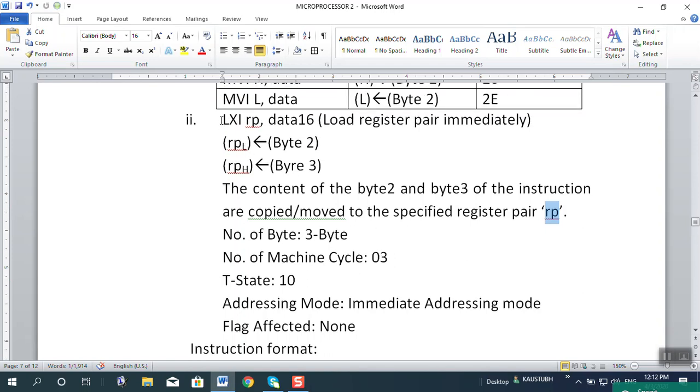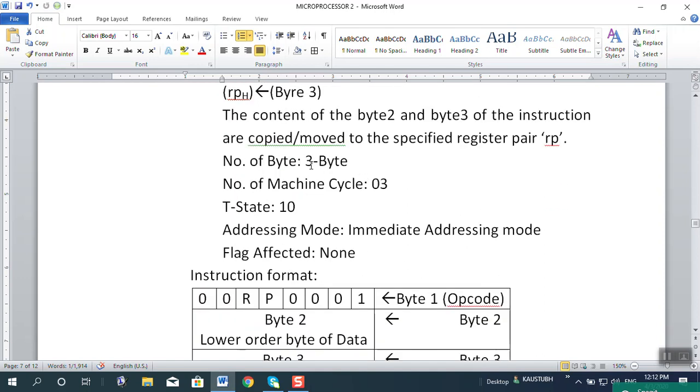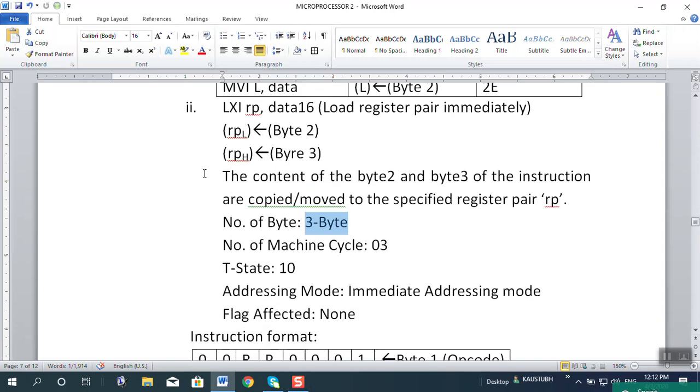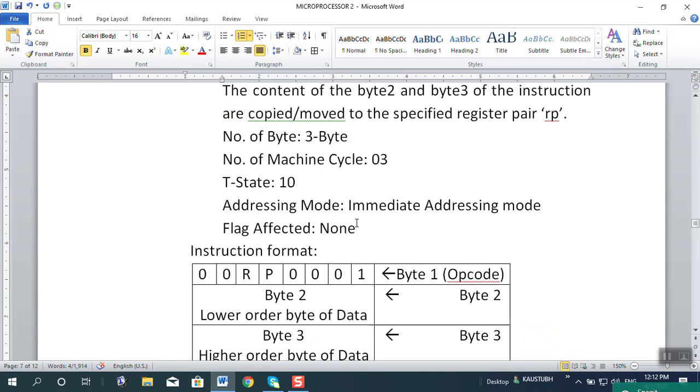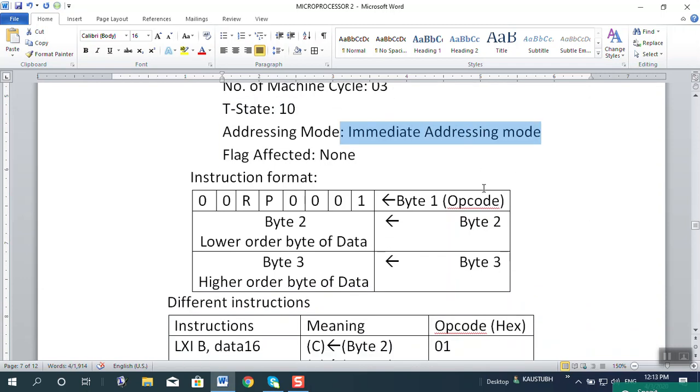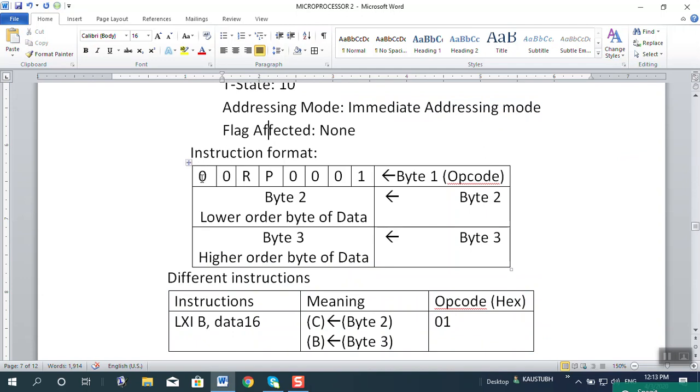Of course it is a 3-byte instruction. The first byte is the opcode for LXI RP, and there are 2 bytes in this data, so a total of 3 bytes. The machine cycles are 3. In the first machine cycle there are 4 T-states, in the second machine cycle 3, and in the third machine cycle 3. So a total of 10 T-states. The addressing mode is of course immediate addressing, flags affected: none. For the instruction format, byte 1 is the opcode, byte 2 is the lower byte of the data, byte 3 is the higher byte of the data.